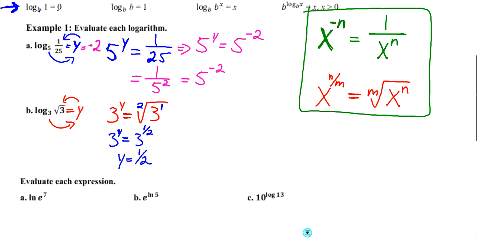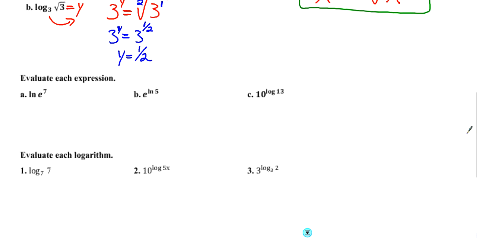So we're going to look here. Natural log of e to the 7. This is the same thing as log base e of e to the 7. And this is my inverse identity because the bases are the same, which means what I'm left with is whatever is in the exponent. So my answer is 7.